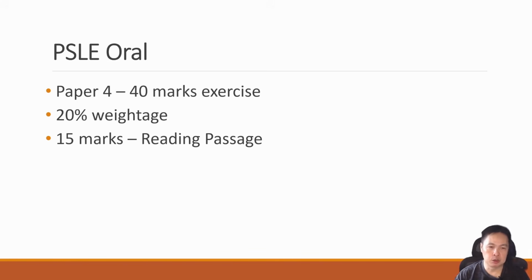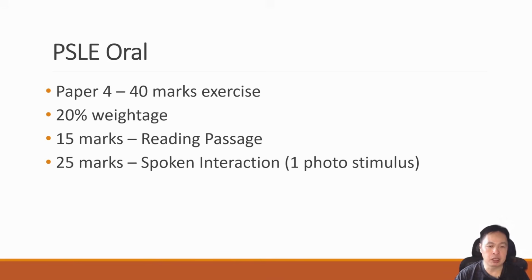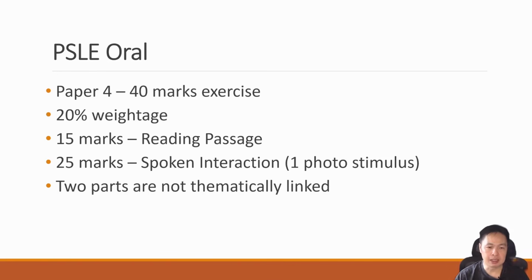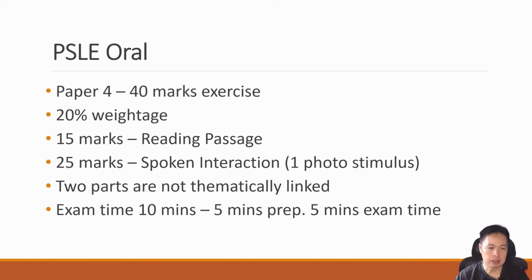15 marks goes to the reading passage, and then 25 marks will go to the spoken interaction where you have a photo stimulus. It will give you a black and white photo and they'll base the conversation on that. Now the two parts are not thematically linked, meaning they could be separate topics altogether. And the exam time is only a very short 10 minutes. Students get 5 minutes of preparation time and 5 minutes of examination time.